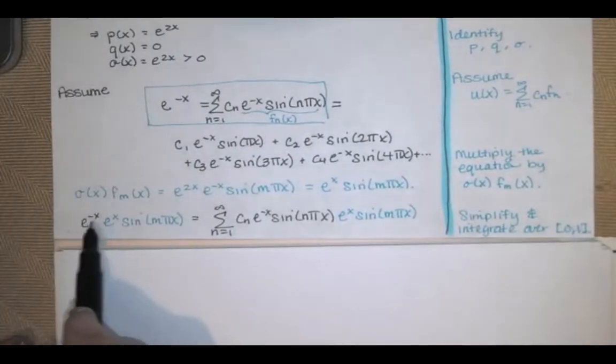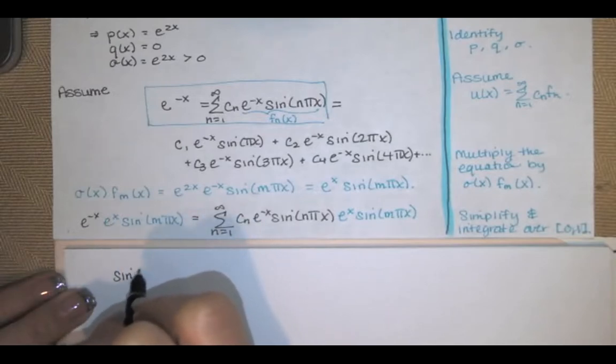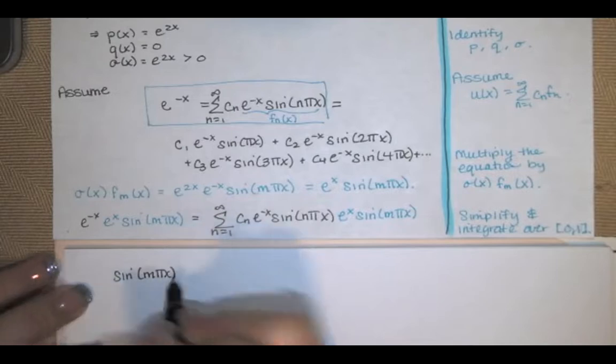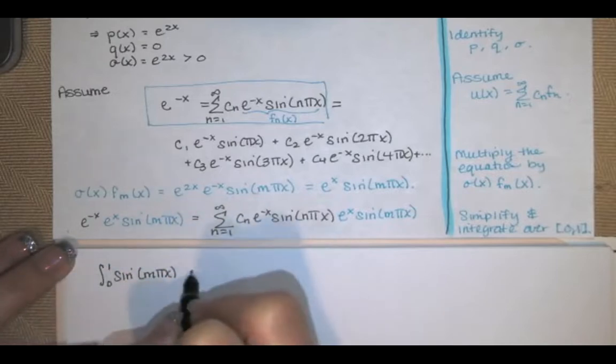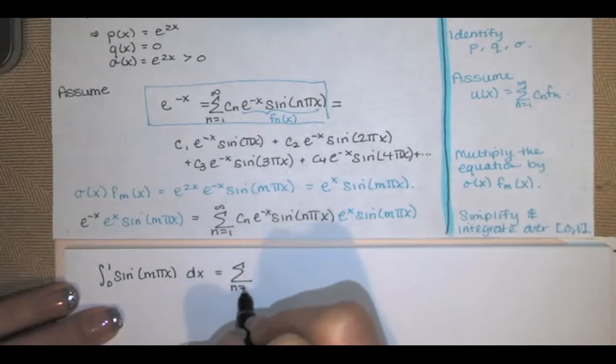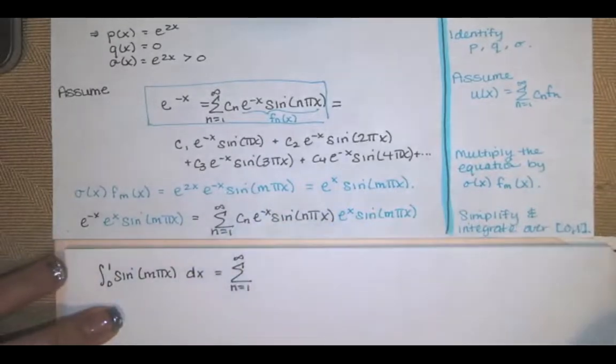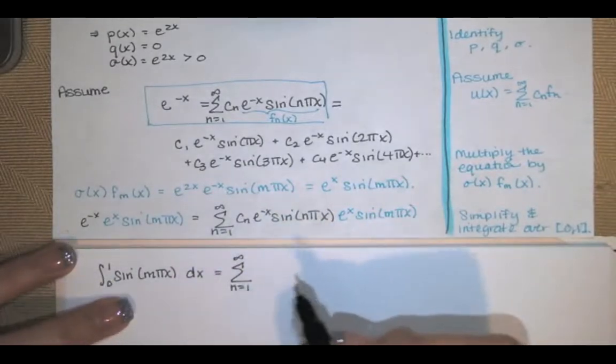When you add the exponents here, you're going to get e to the 0. So that's just going to be a sine of m pi x. We're going to integrate from 0 to 1. And then over here, the e to the negative x times the e to the x is just e to the 0 again. So those are gone. E to the 0 is 1.